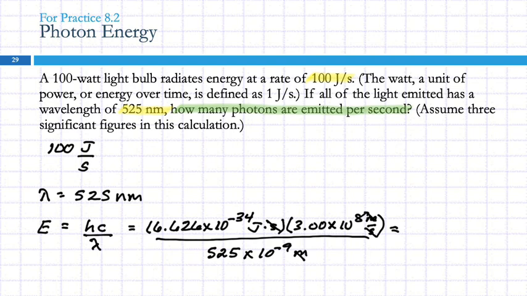6.626 times 10 to the minus 34 times 3 times 10 to the 8th divided by 525 times 10 to the minus 9th. It's going to be 3.7863 times 10 to the minus 19 joules. And that's the energy of one photon.